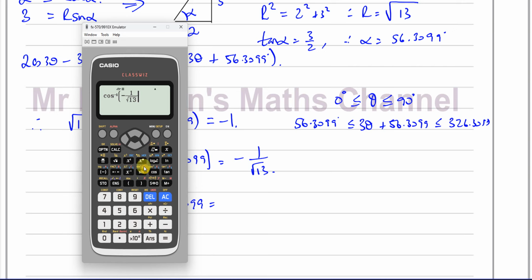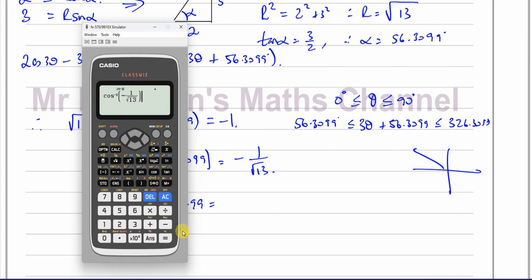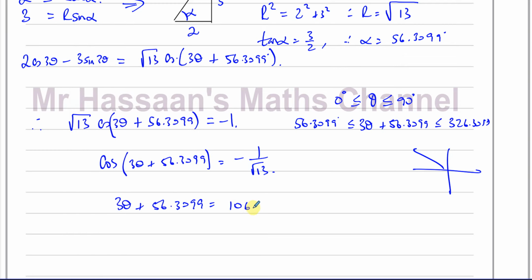Now that will give us what's called the principal solution, which will be in the second quadrant where cosine is negative. So it's going to be somewhere between 90 and 180. It's going to be 106.102. That's our principal solution, which is in our range.